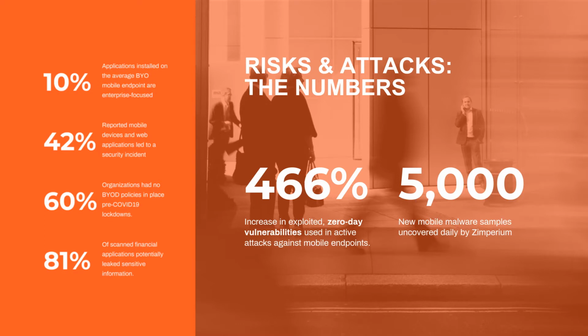Now, I see on the right side, we have the bigger numbers. There was a 466% increase in exploited zero-day vulnerabilities used in active attacks against mobile endpoints. Now, I want to define this for you. When we say exploited zero-day vulnerabilities, we're meaning this number is representing the number of active attacks done against a device using an unknown vulnerability that was only reported on after the attack happened. So zero days, unknown, all that. 466% increase.